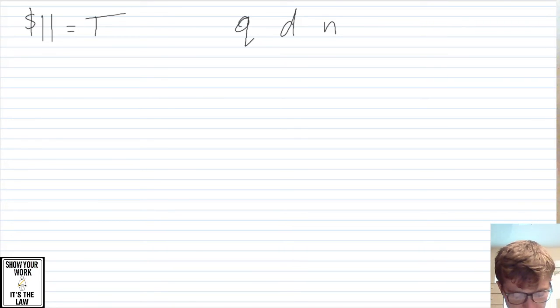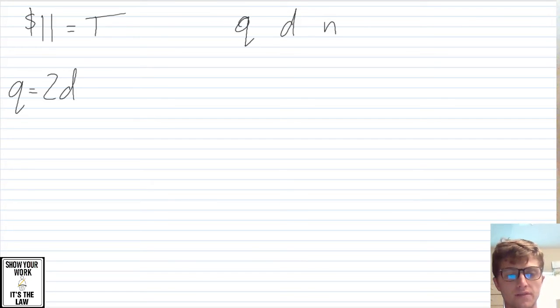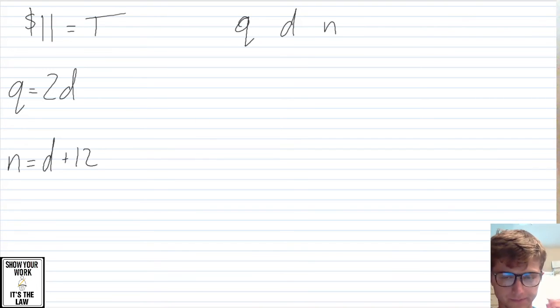Okay, so it tells us they collected twice as many quarters as dimes. So remember, we got to word this the right way. The number of quarters equals twice the number of dimes. Okay, that's a sentence. They also said, and 12 more nickels than dimes. Word it the right way. The number of nickels equals the number of dimes plus 12. Okay, pretty good. How much of each coin did the class collect?